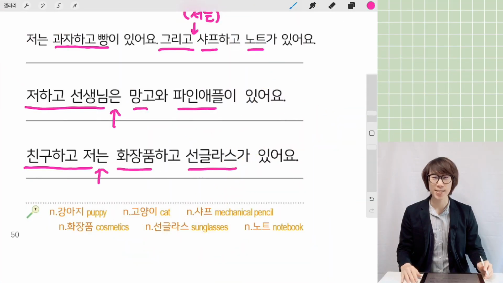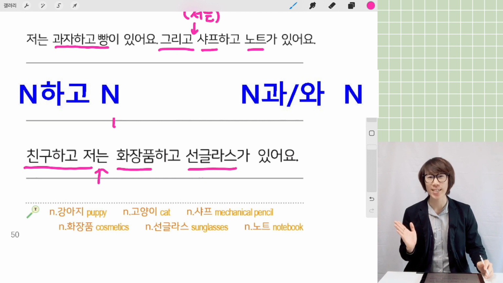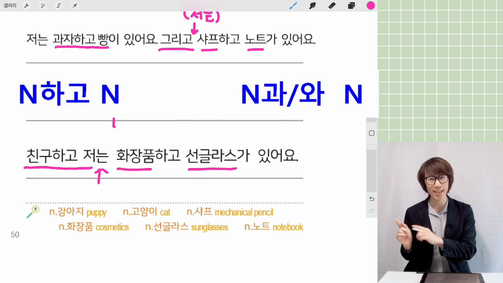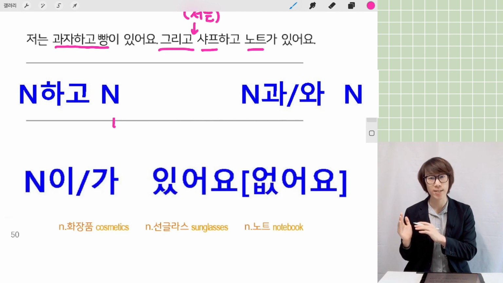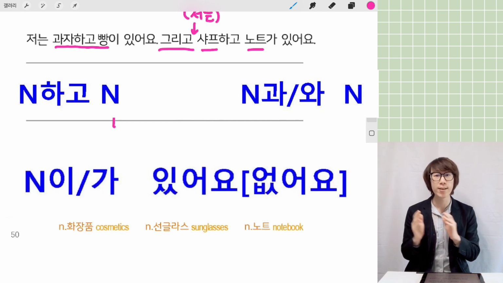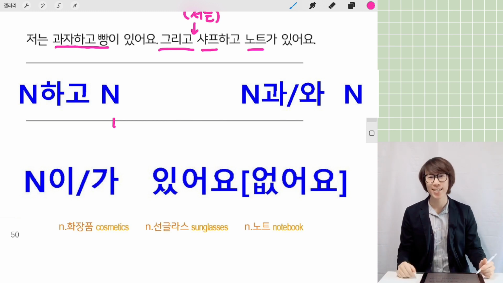So far, we have studied noun하고 noun, 과와 noun, A and B in English. And also we studied noun은 noun이가 있어요, 없어요, have and don't have. So far so good.